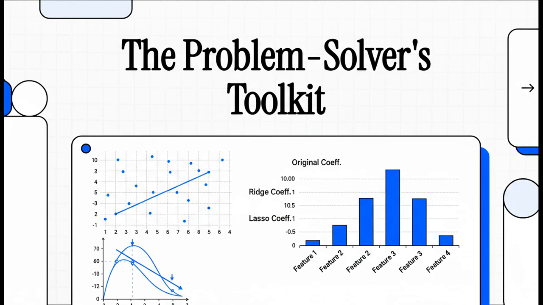Hey everyone, today we're going to crack open the Problem Solver's Toolkit. We're going to explore two really fundamental ideas, regression and gradient descent. And these aren't just for finding patterns or predicting the future, they're actually the hidden engine behind some of the most powerful AI in the world.